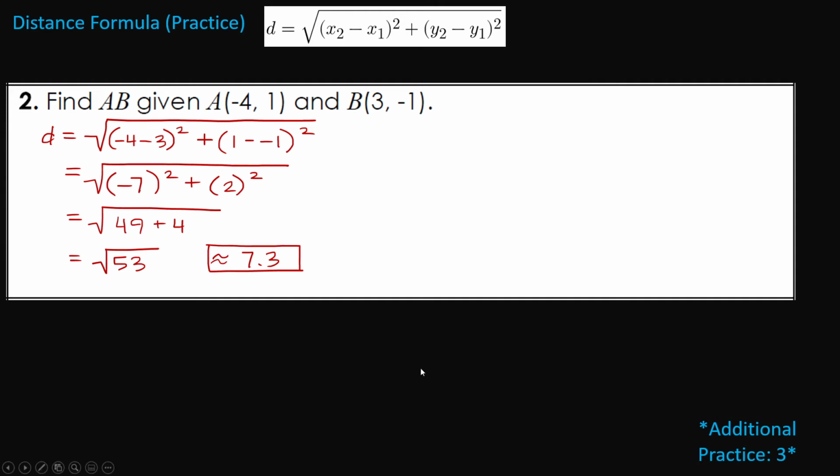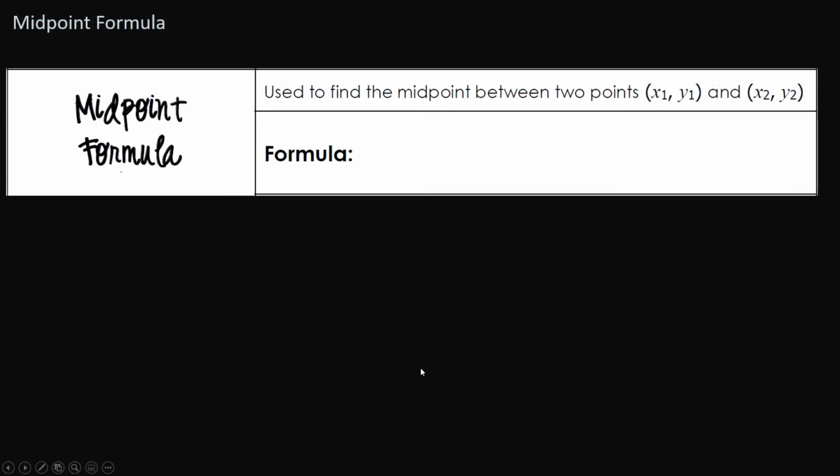Let's move on to the midpoint formula. So the midpoint formula is used to find the midpoint, the center point between 2 points. This could be the midpoint of a segment, whatever it might be. So the formula for this is really just finding the average between the x and y values.